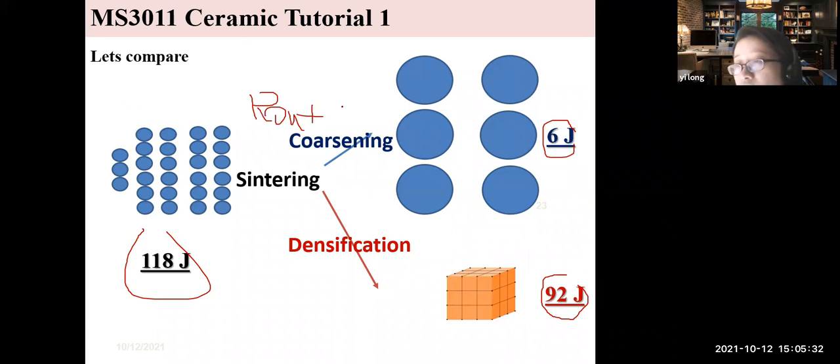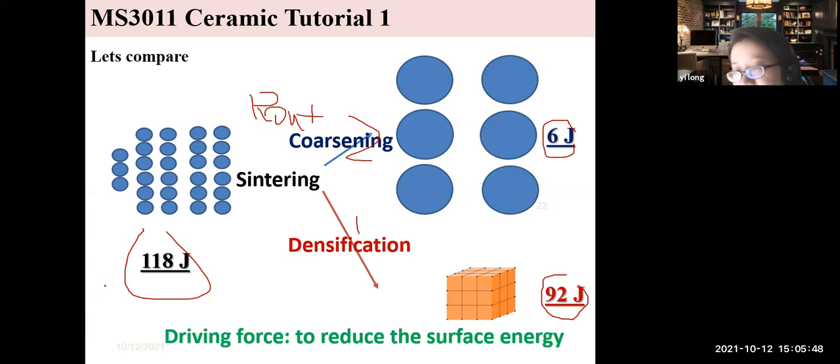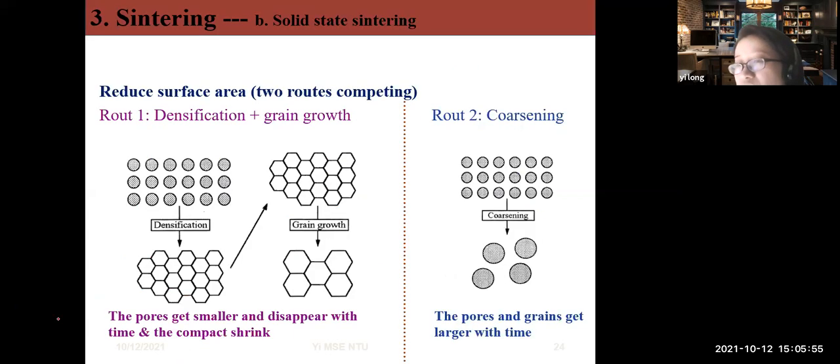So we said there are 2 roots competing in sintering. Cosine is root 2, and root 1. So both are going to happen, and they are also competing with each other. The driving force of sintering is to reduce the total surface energy. So there will be 2 ways competing. What we calculated in class is the densification case, and just now we calculated the second case, which is coarsening. We have calculated both.